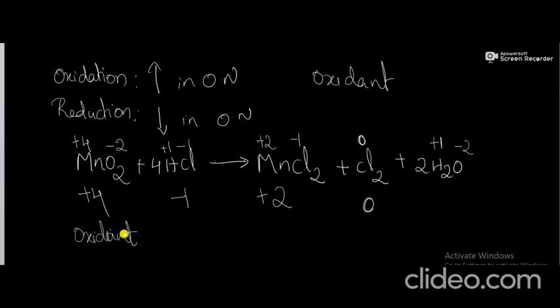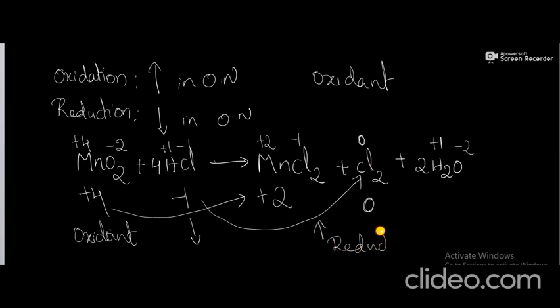The oxidant itself undergoes reduction. There is a decrease in oxidation number. So it itself undergoes reduction, and it is an oxidizing agent or oxidant. Whereas chlorine undergoes an increase in oxidation number. That is, it itself undergoes oxidation, so it is a reductant or reducing agent.